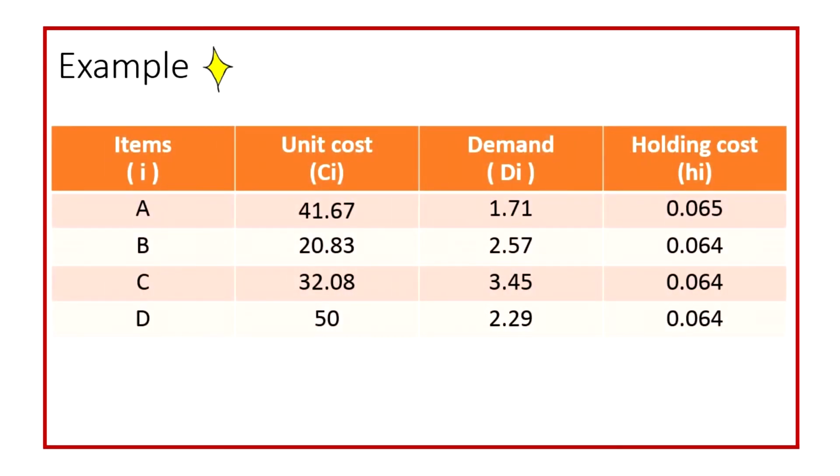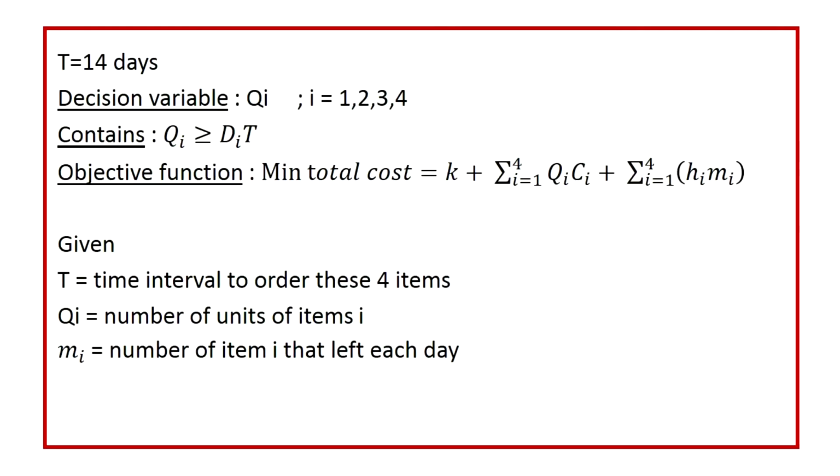And the next one is an example of the joint replenishment problem. This is a summary table of cost, demand, and holding cost of product per day. T equals 14 days, and the decision variables are the order quantities of item 1, item 2, item 3, and item 4. The constraint is that the order quantity must be more than the demand per day of the item multiplied by T. That is time. And this is the objective function: minimize the total cost.